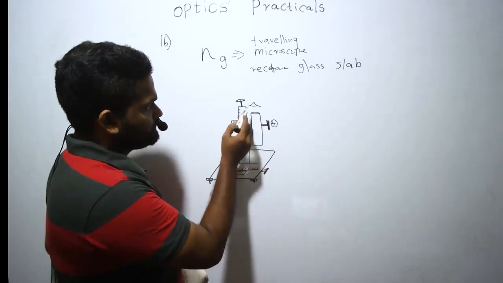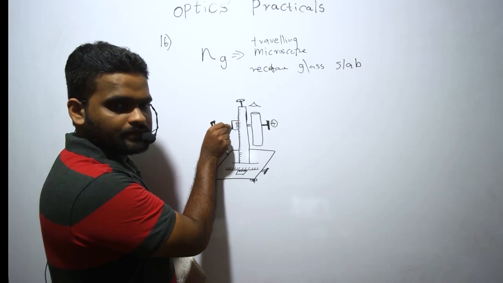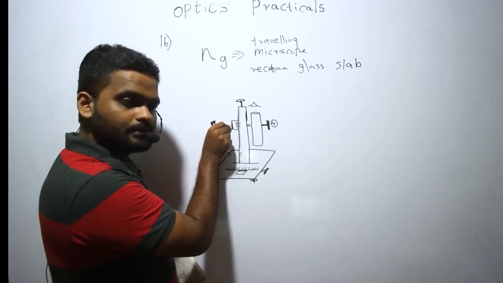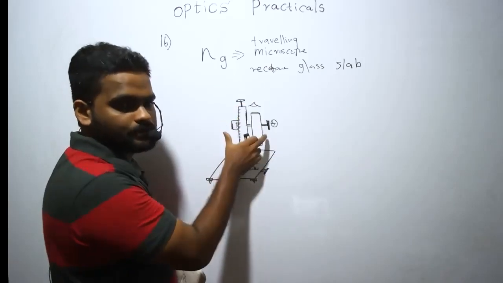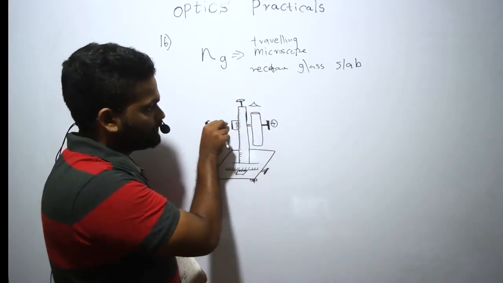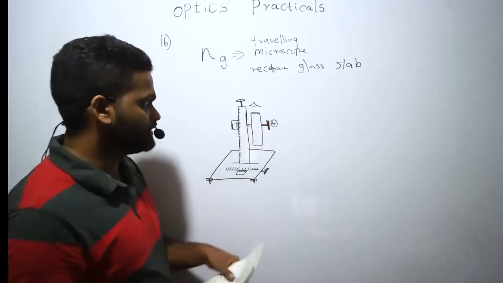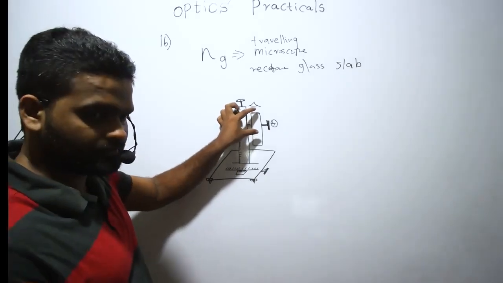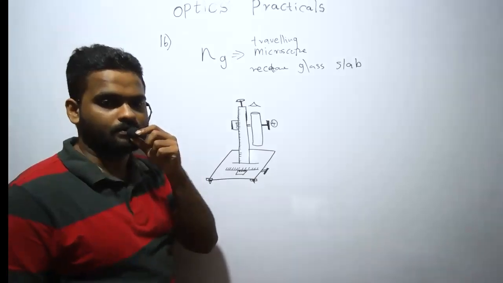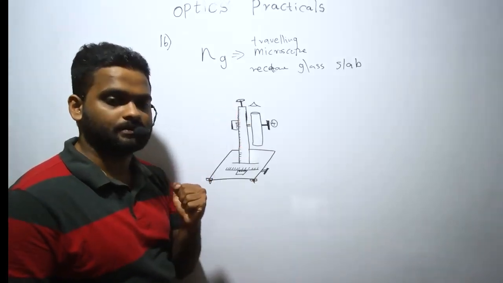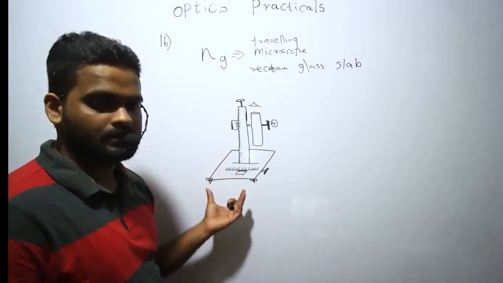If you need, there's a small screw here as well. When you rotate that screw, you can move the whole microscope together, and you can adjust that. Then by rotating this one, you can do fine adjustments of the microscope. Okay, everyone taking it down?